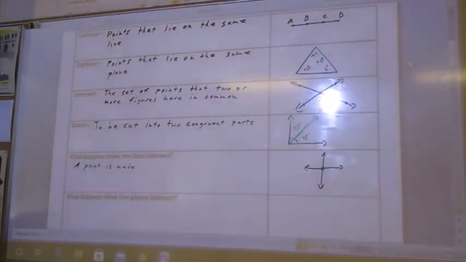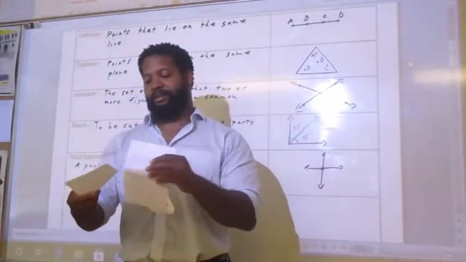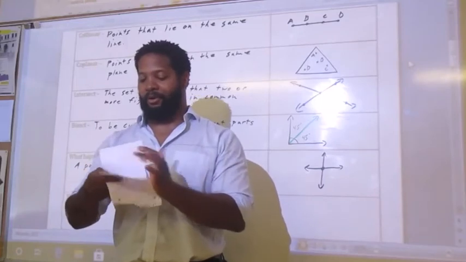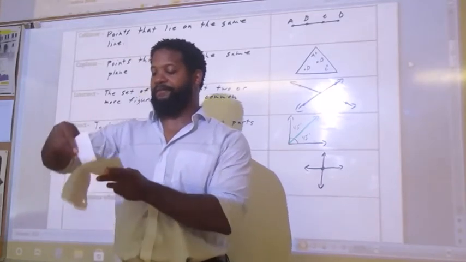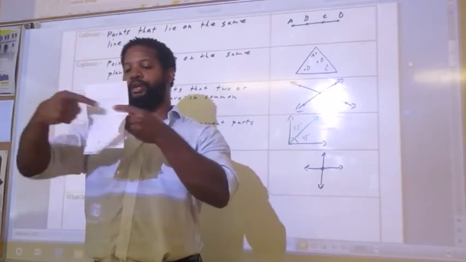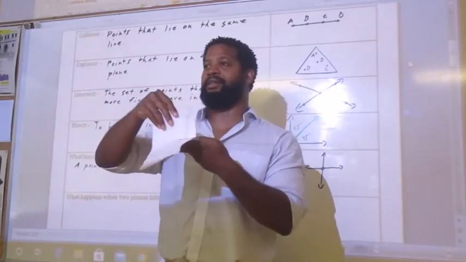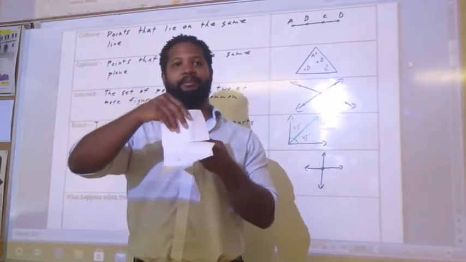So, when two planes intersect, they come together at a certain point. Now, they don't just make a point. They actually come together and they form a line, okay? They form a straight line. When two planes intersect, they form a line, okay? You see how that happens?